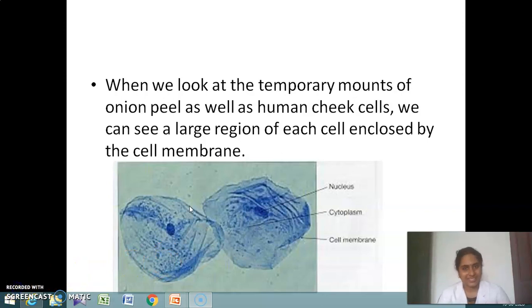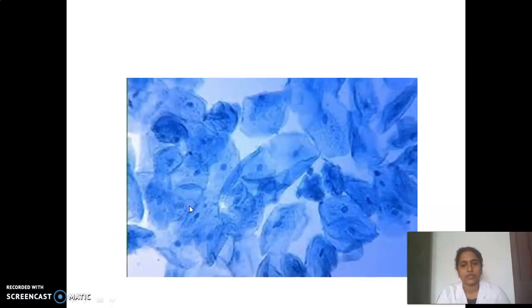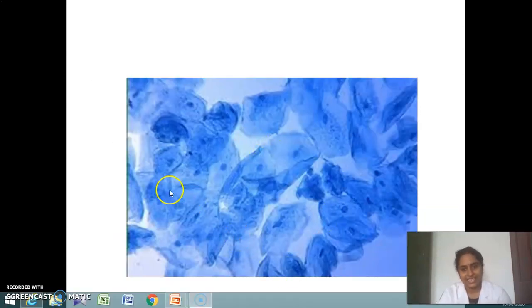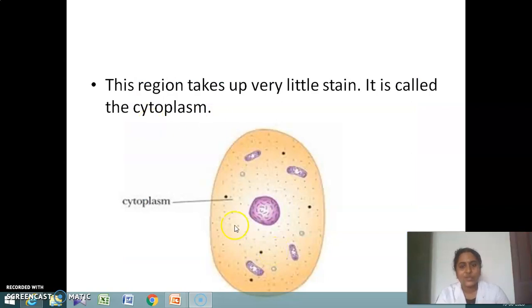So, cytoplasm. I will show you one more diagram that shows a microscopic view of human cheek cells. In this slide we can see a lot of cells, isn't it? In each cell it is very clear. The nucleus is very clear, and there is an area in between the cell membrane and the nuclear membrane. This region which takes up very little stain is called cytoplasm.